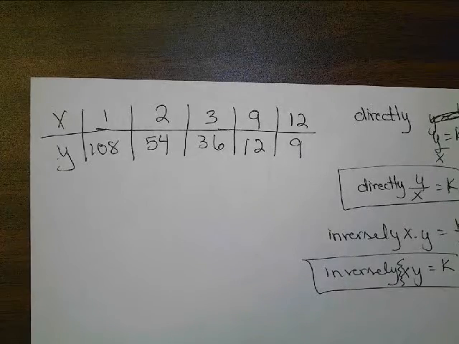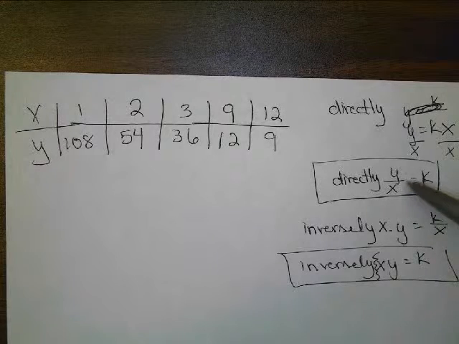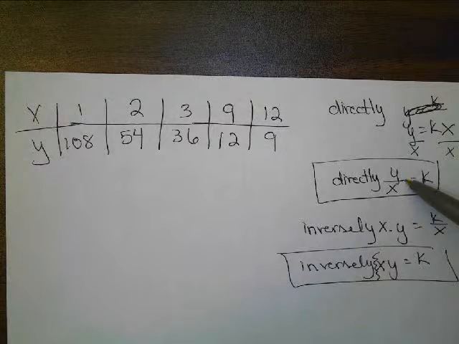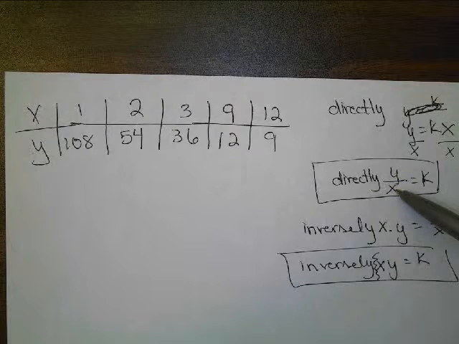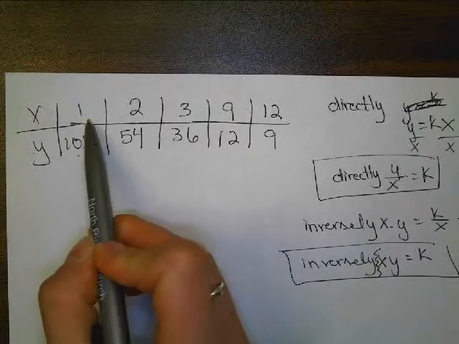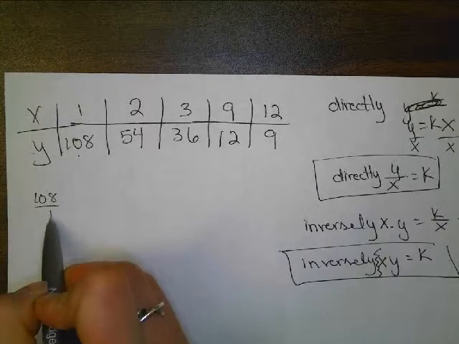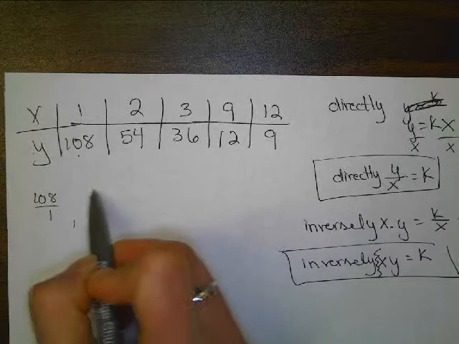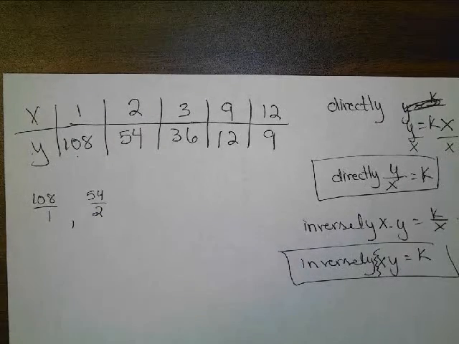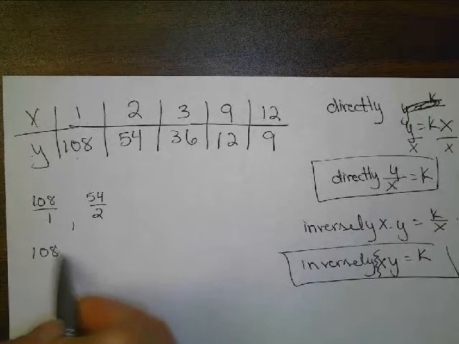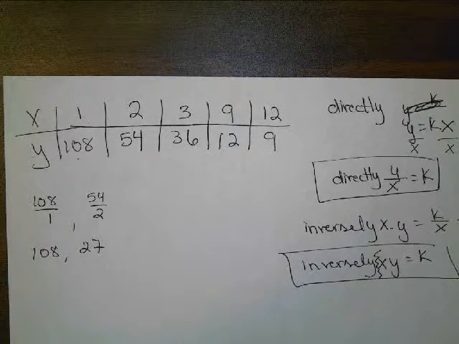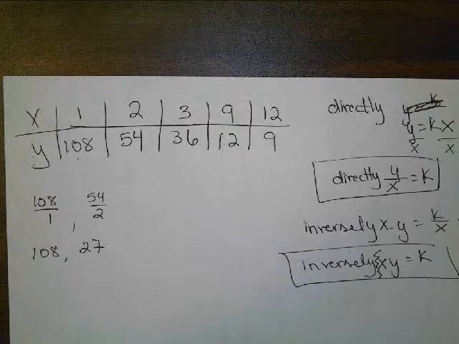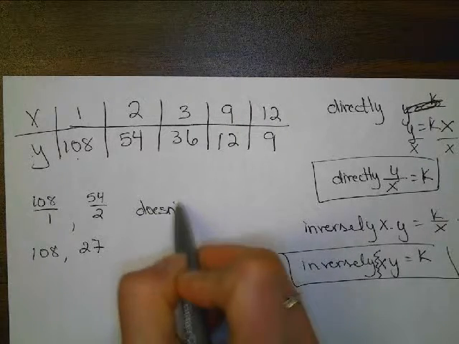So what I'm going to do with this table is check if it varies. Sorry, that's the bell. I'm going to check if it varies directly by taking y divided by x. So that's 108 divided by 1. And then 54 divided by 2. Well, 108 divided by 1 is just 108. And 54 divided by 2 is 27. Those are not the same at all. So because those are not the same, I know this does not vary directly.